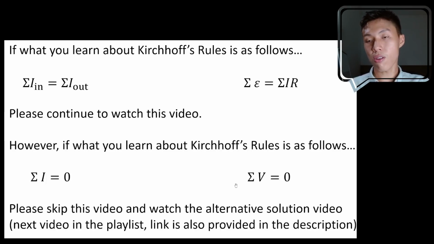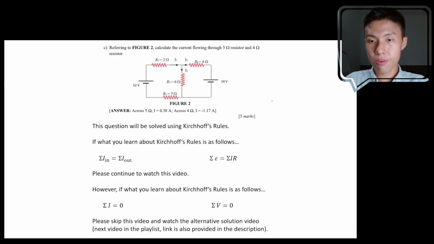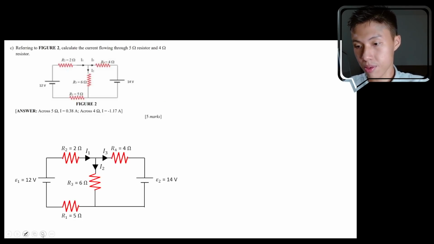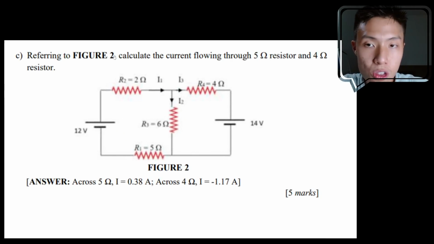Okay, so if you are using the first method, which is sum of in equals sum of out and sum of epsilon equals sum of IR, then please continue to watch this video. So, referring to figure 2, calculate the current flowing through the 5 ohm resistor and the 4 ohm resistor.